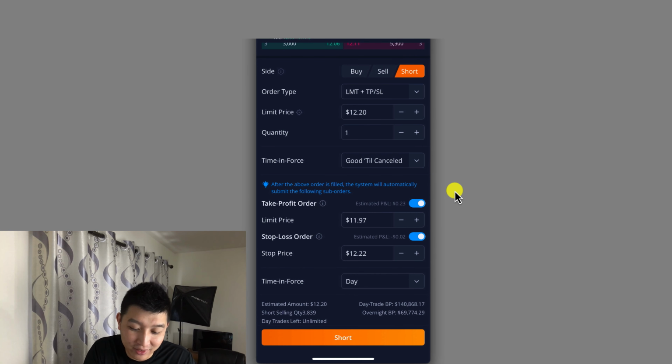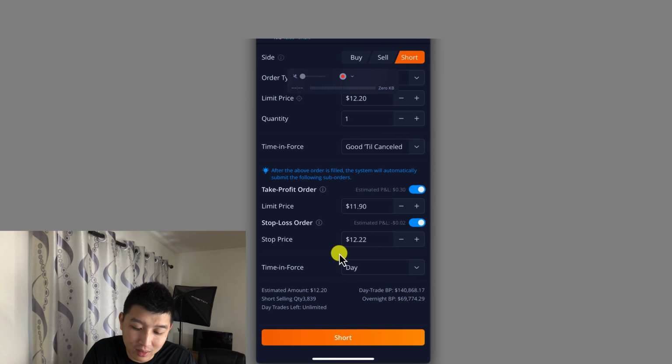For the take profit limit, right now it's at 11.97. If I were to buy it back at 11.97, I'd make 23 cents. But for the sake of this example, I'm going to make it round numbers: 11.90, 30 cents right here. And for the stop loss, obviously you want it a little bit higher than whatever you set initially. So your original limit is 12.20.